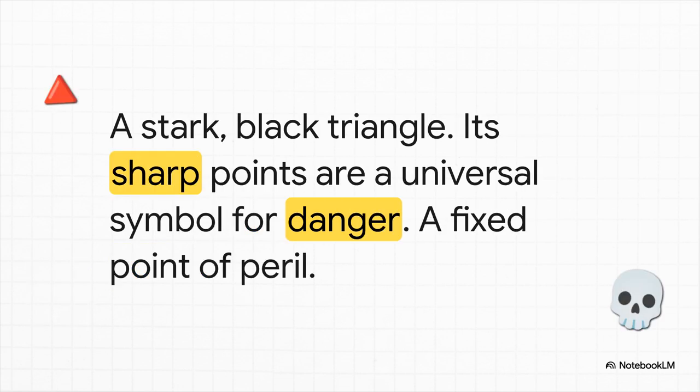So what's in your way? This thing. A big black triangle. Its sharp points are pretty much a universal symbol for danger, for don't touch. And unlike you, it's completely still. It's not some enemy chasing you down. It's just a pure obstacle, a fixed point of danger right on your path.